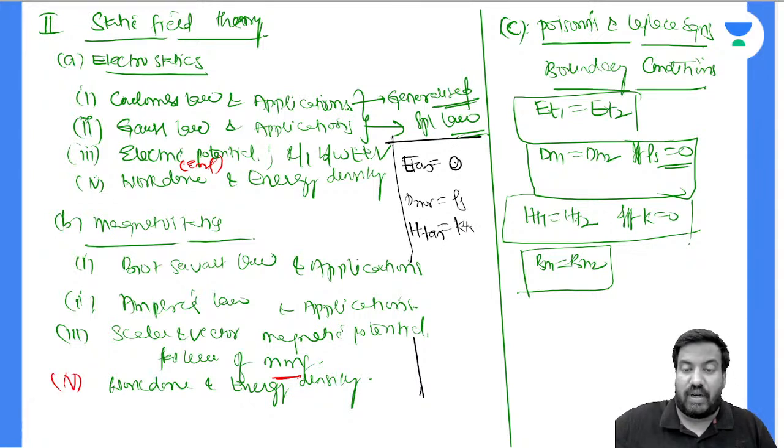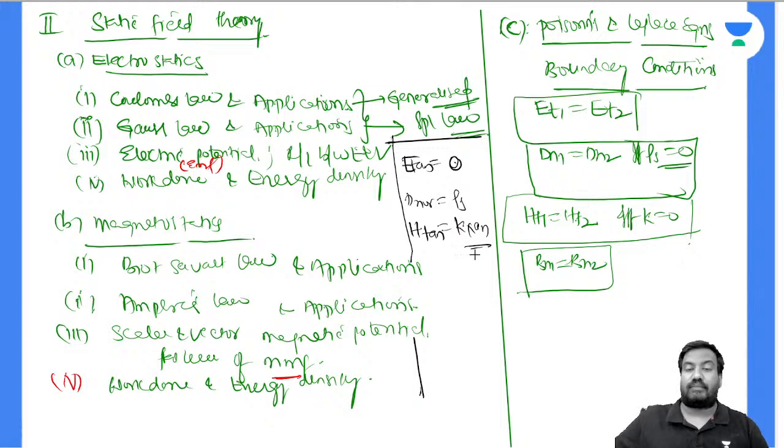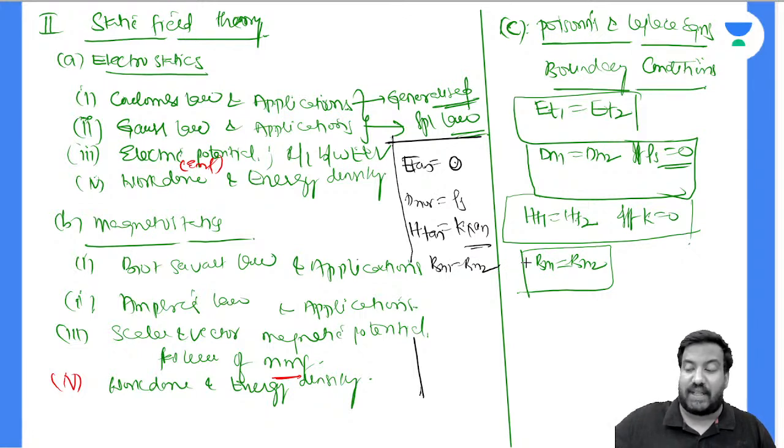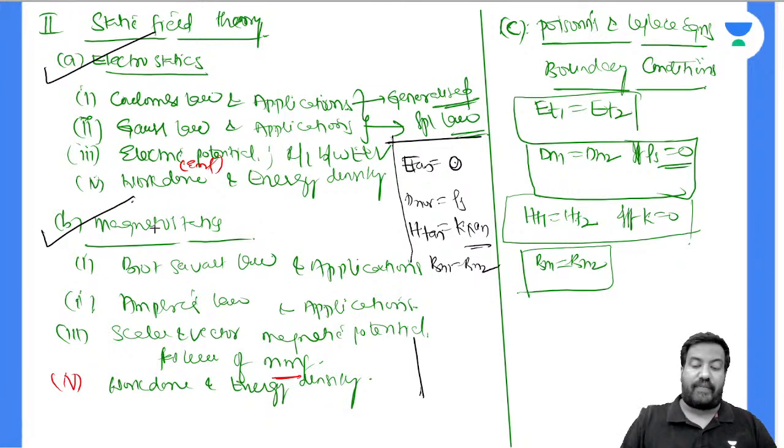Here it is: H tan is equal to K cross An, where K is the surface current that is deliberately placed on the boundary. Bn1 is equal to Bn2. The normal component of magnetic flux density is continuous across the boundary of discontinuity. This we have dealt with, and in the process of deriving these concepts of electrostatics and magnetostatics, we derive Maxwell equations for static fields.